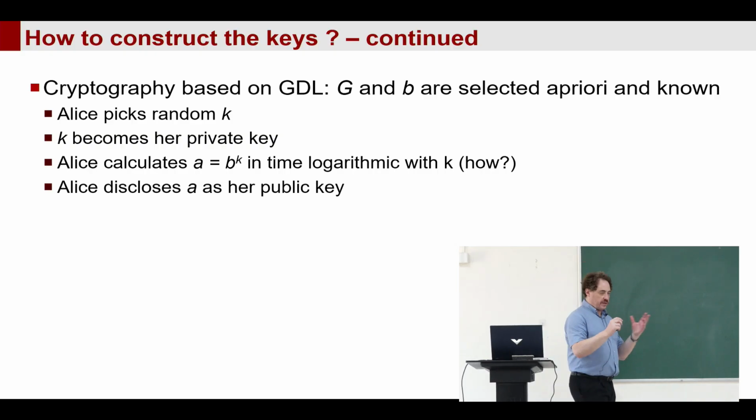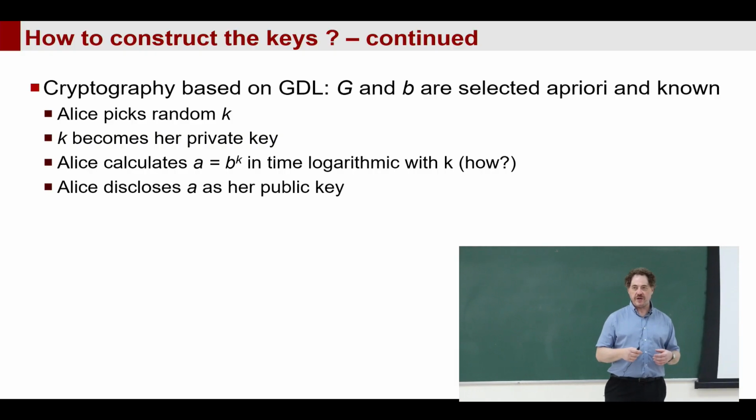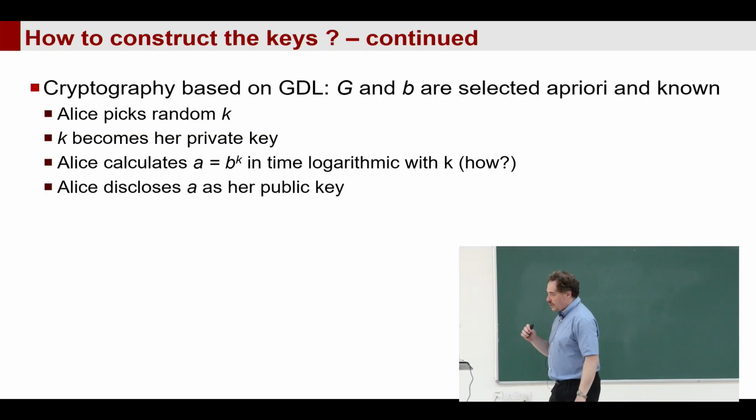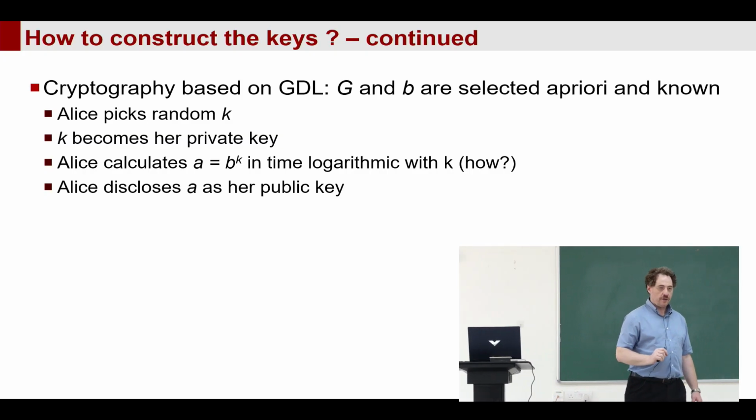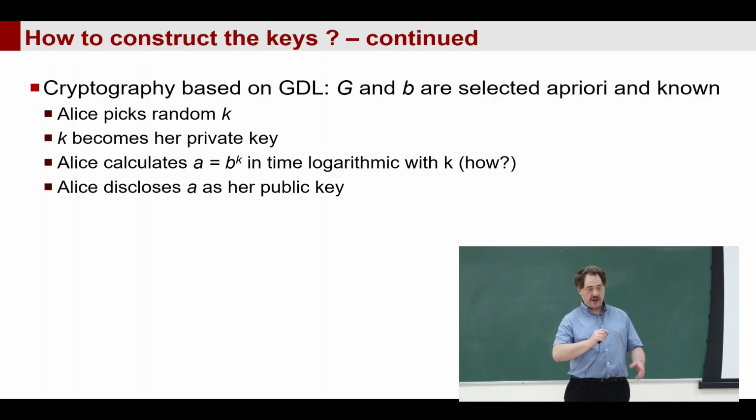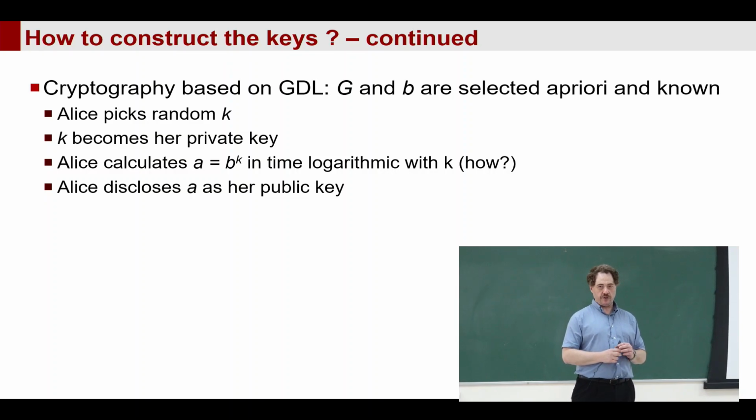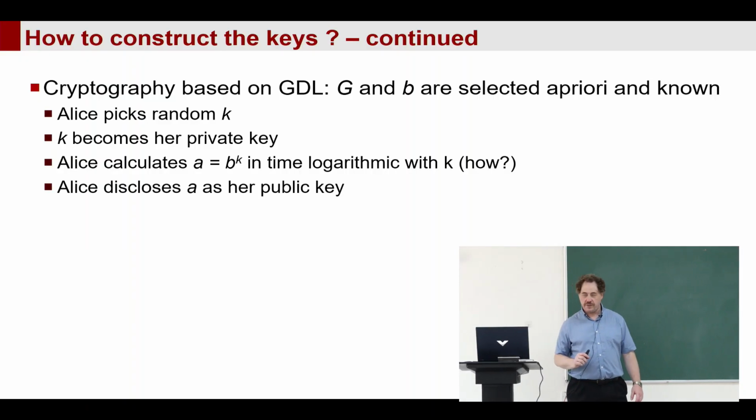Well, the naive algorithm would be to take b and just multiply it k times. But that would require k multiplications, and k can be very big in practice. So that's a lot of operations. We don't want that. What would be a faster way to calculate b to the degree of k?